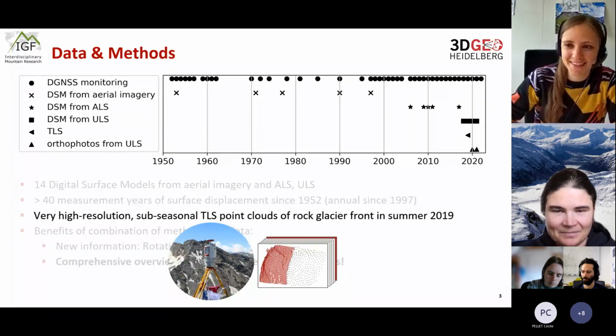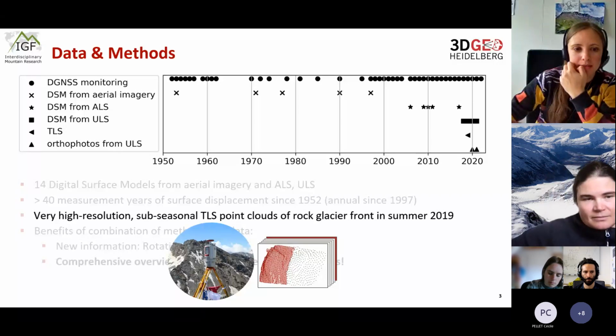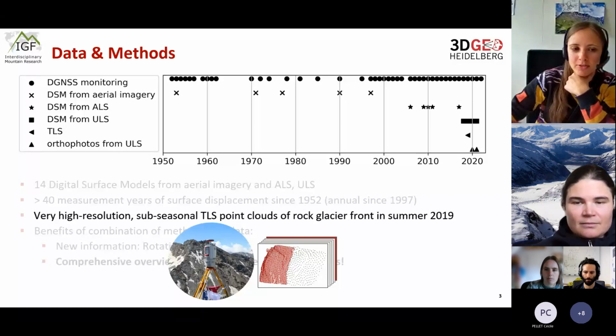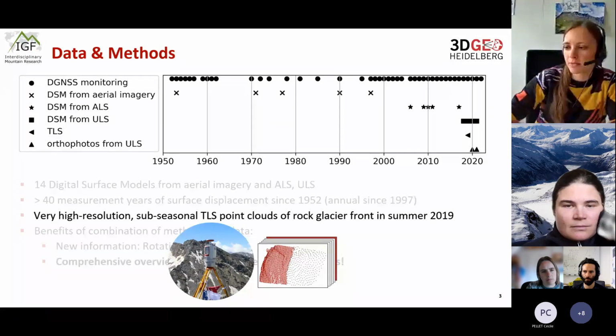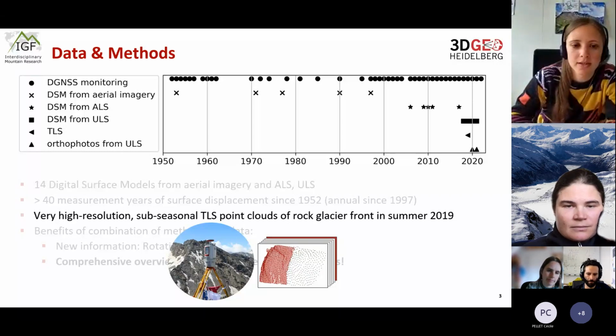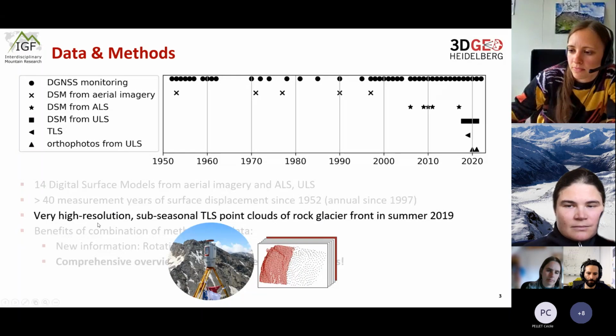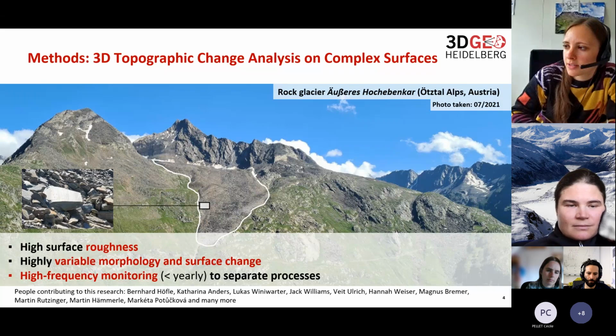Thanks, Lea, for the intro. It was really great doing this joint research on the Rock Glacier. As Lea already mentioned, in our group in Heidelberg, we are more focusing on the development of computational methods for the analysis of point clouds in general, and specifically for the Rock Glacier, we develop different methods to analyze the 3D topographic change that takes place there.